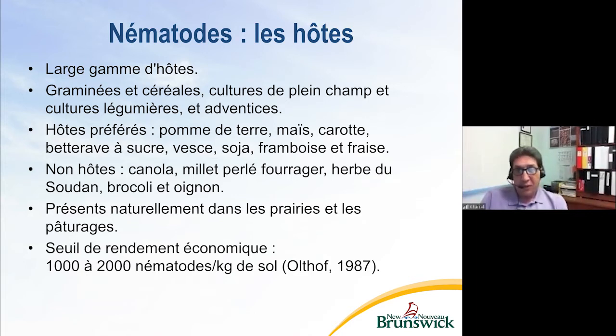And the economic threshold for root lesion nematode is set in literature to be between 1,000 to 2,000 nematodes per kilogram of soil. And the 1,000 is for the most susceptible variety of potatoes, which is Superior. And the 2,000 is for the rest of the potato varieties. So that's the threshold, the economic threshold.